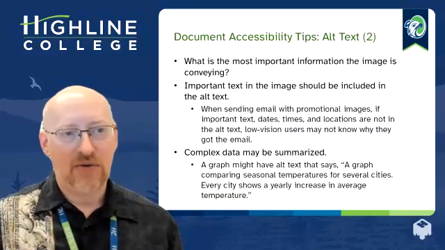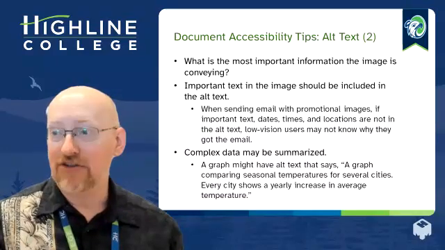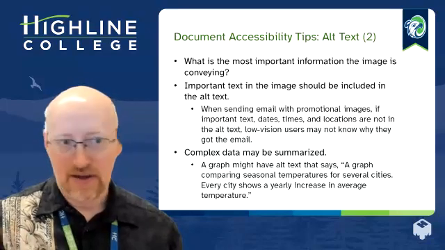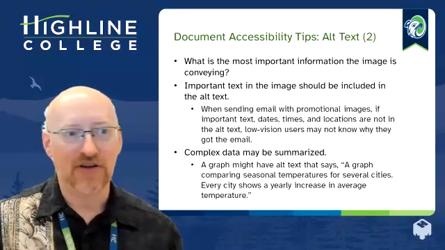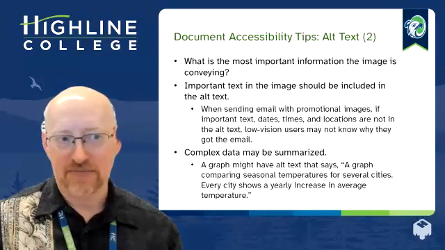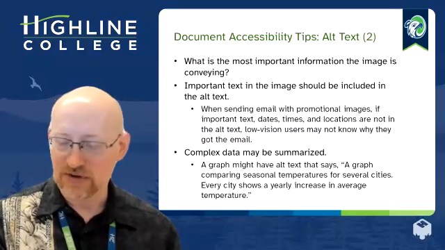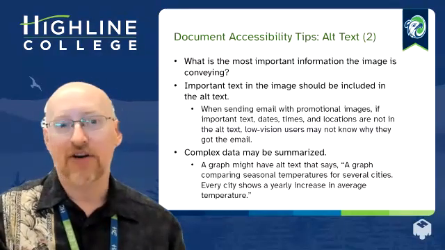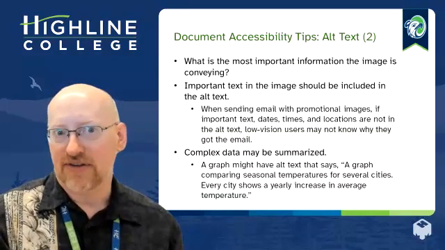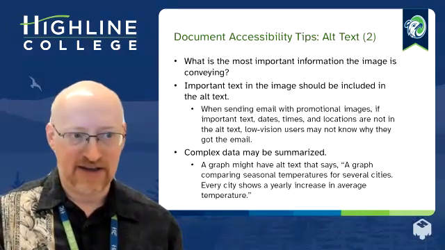So when you're thinking about it, you want to think about what's the most important information the image is conveying, and make sure that that's included. Important text in the image should be included in the alt text. So like sending emails, if there are promotional images, if there are dates, times, locations, if those aren't included in the alt text, low vision users may not get them, especially if this hasn't been included in the body of the text also. It's always good to do both. But if all you send out is an image and there's no alt text, then someone using a screen reader just basically gets a blank email. So you want to make sure the most important information is there.